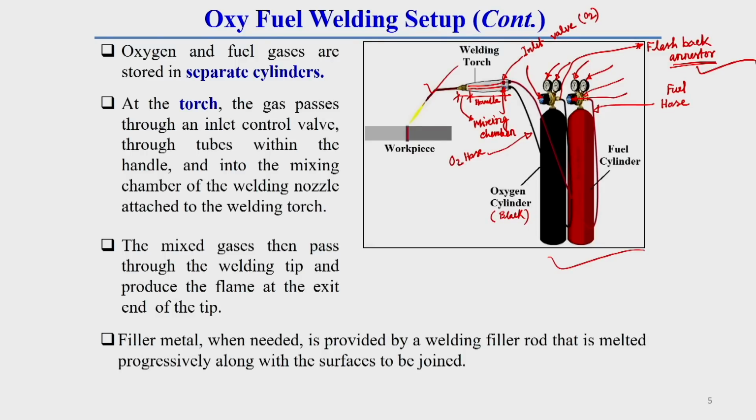After the mixing, the gas comes out from the nozzle tip, and once a spark lighter is used, we can generate the flame. This flame is used to do the welding operation.